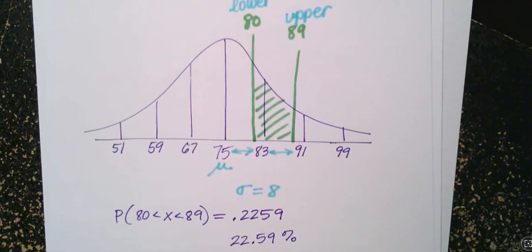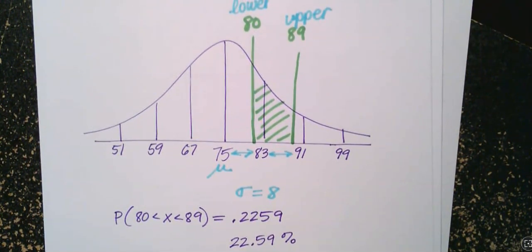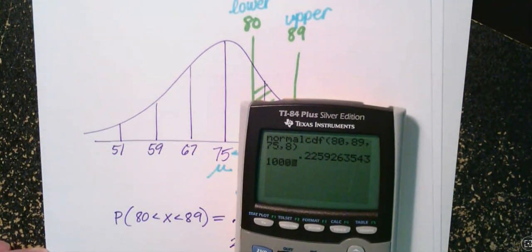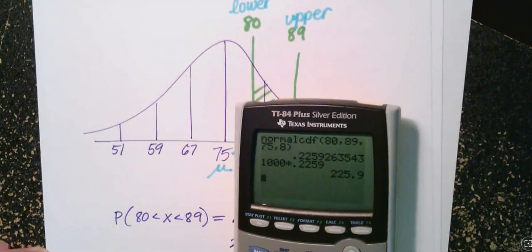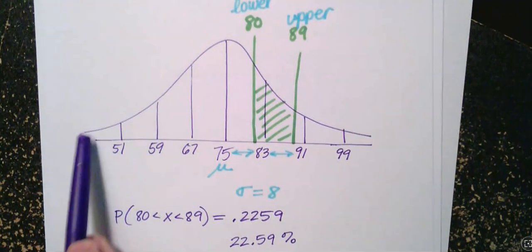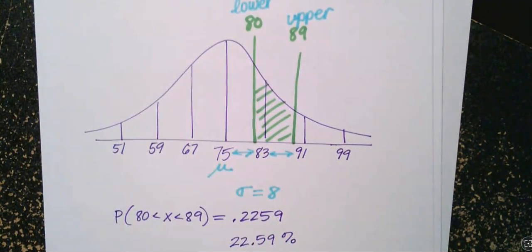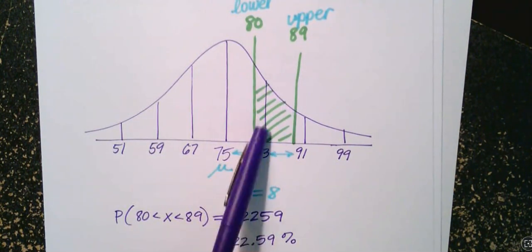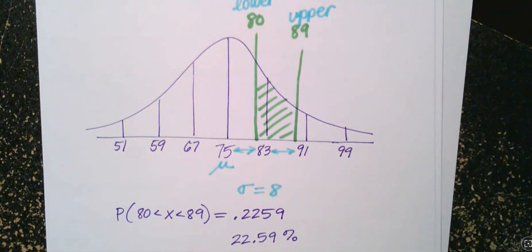If we wanted to, we could also be asked how many students made a B, because we were told in the original problem that we had 1,000 students. So I would do 1,000 students times 0.2259, and I would find out that 225 students made a B. Also keep in mind that this is the percentage of the total area under the curve. So out of all the area under the curve here, the percentage that falls between 80 and 89 is 22.59.